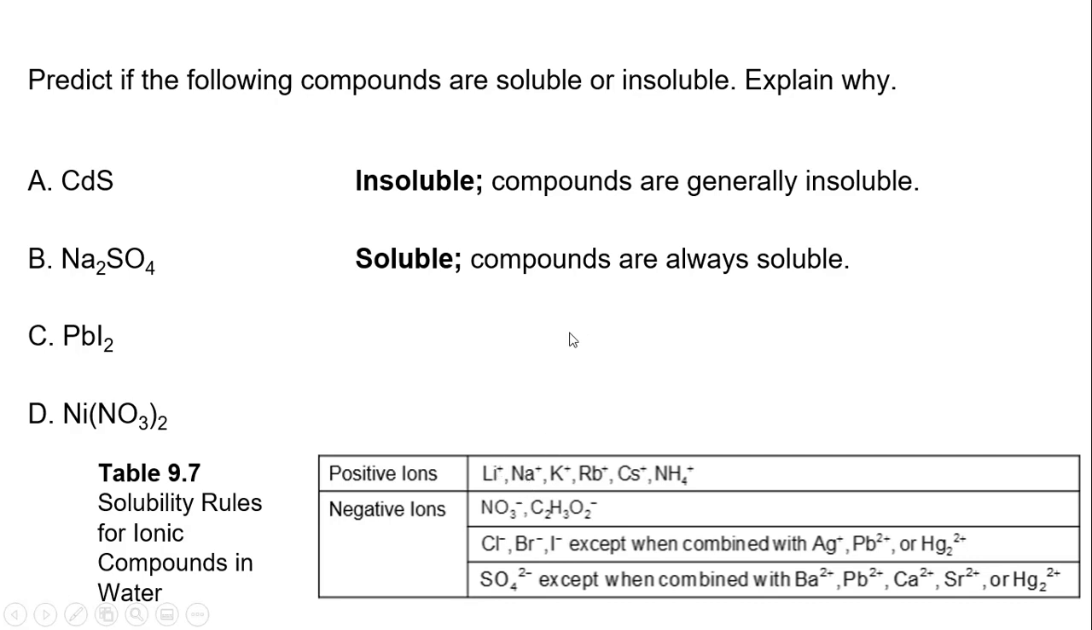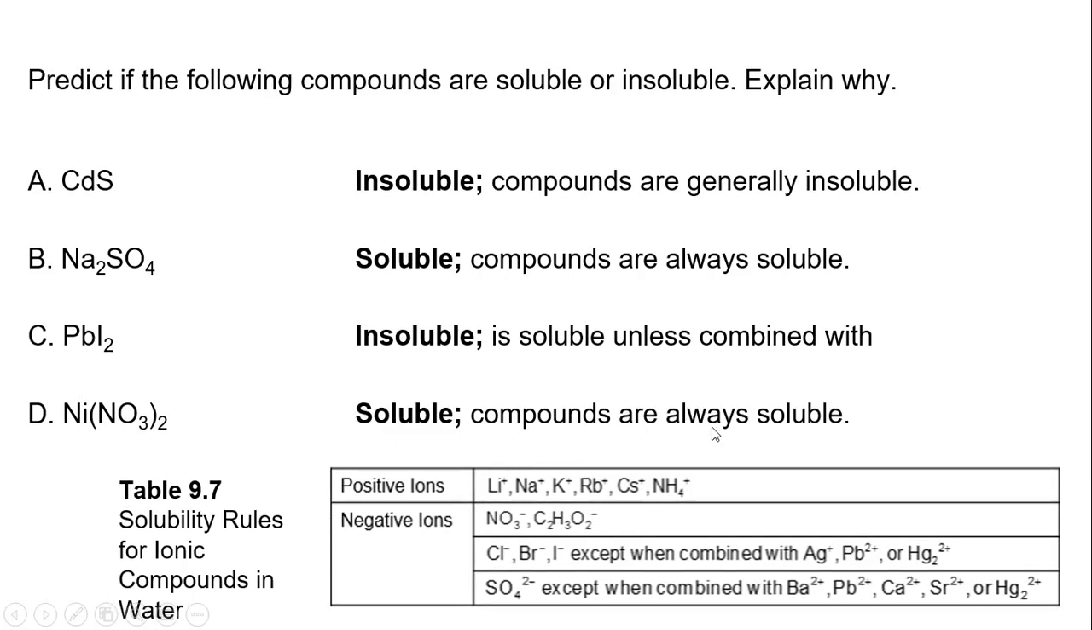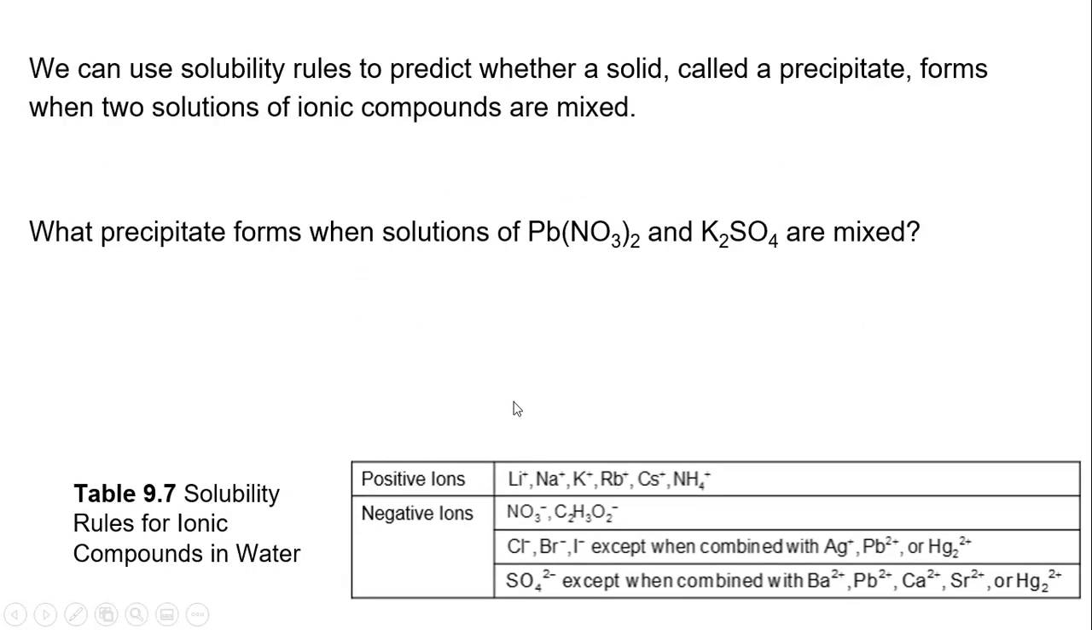It's soluble. We have lead II iodide. We have iodide soluble, except when we have lead. So we do not expect this to be soluble. It will create a solid. And we have nickel nitrate. Nitrate is here, and all nitrates are soluble. So we don't even need to worry about what this other one is, and it is soluble.